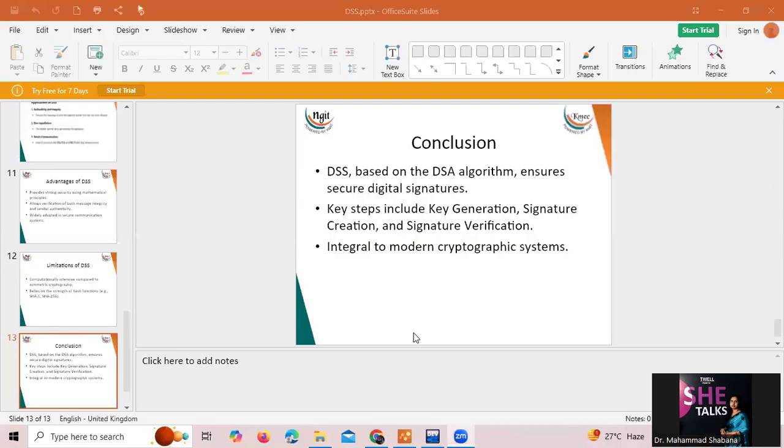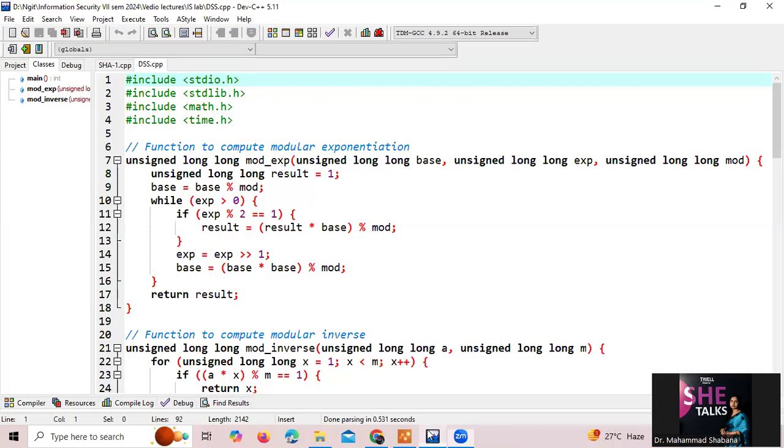Let us implement the Digital Signature Standard algorithm. Here we are using the header files stdio.h, stdlib.h, math.h, and time.h. stdio.h provides input-output functions like printf and scanf. stdlib.h includes functions for random number generation and memory management. math.h provides mathematical functions like pow, and time.h is used for generating random numbers seeded with the current time.